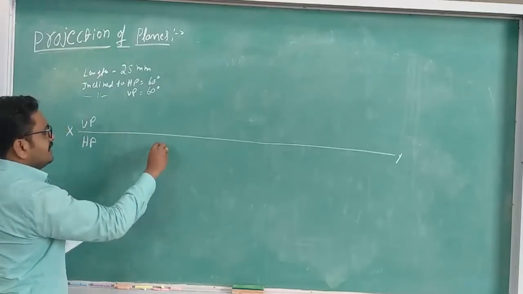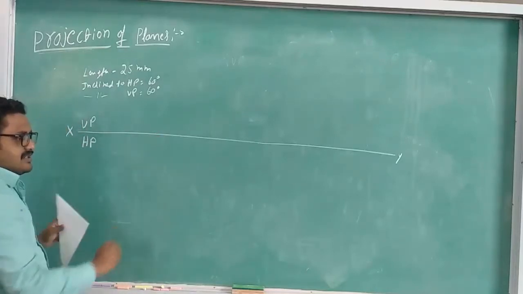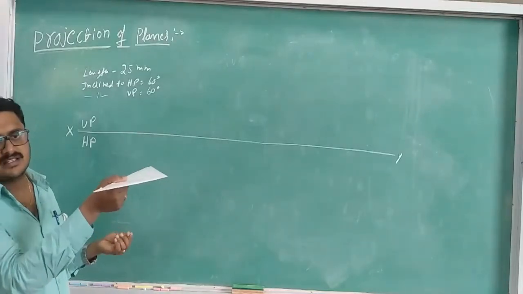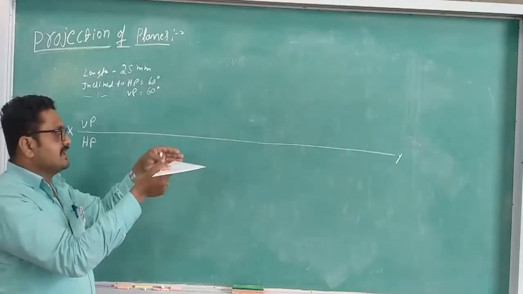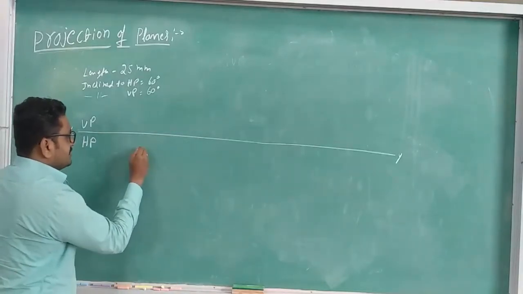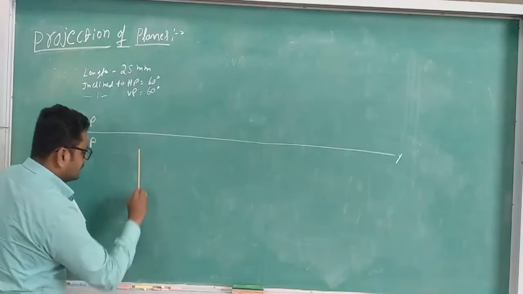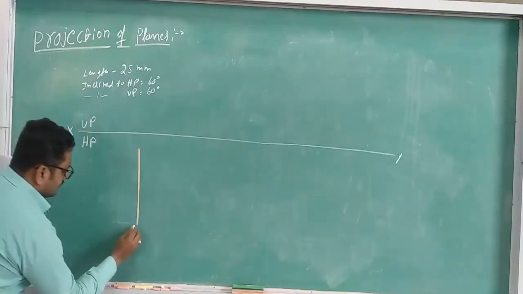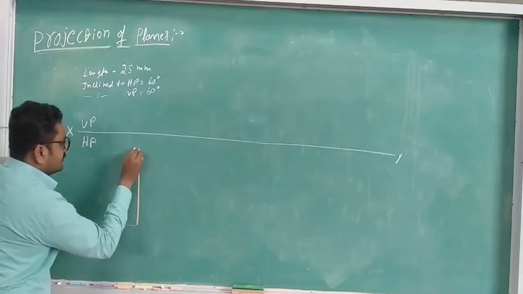Here we can take any convenient distance. They have not given any distance of this triangle in front of VP. So simply, since it is resting, we can take any convenient distance and leave some space, and we draw the vertical line. The length of the side they gave is 25 mm, so we need to take 25 mm.